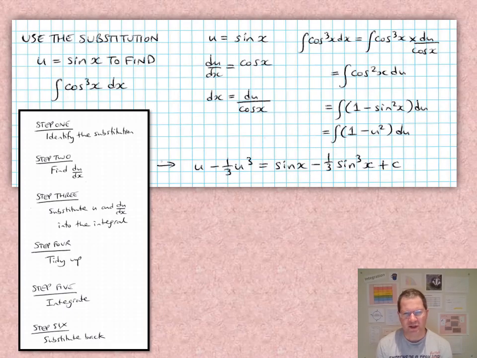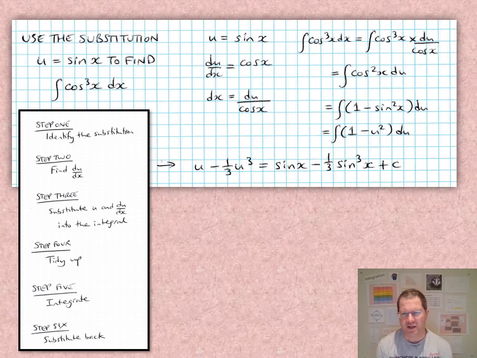Here we have a trigonometric example. We've been asked to integrate cos cubed x dx, but we've been told to use the substitution u equals sine x. So we know our substitution, but du by dx is cos x, from which dx is du over cos x. And then we can substitute in. So we've got the integral of cos cubed x. We could just times that by dx for the time being. That's du over cos x. So we can cancel a cos x top and bottom to give us the integral of cos squared x du.